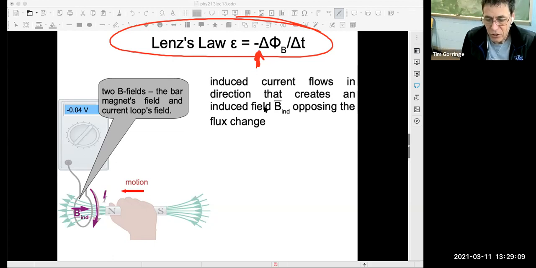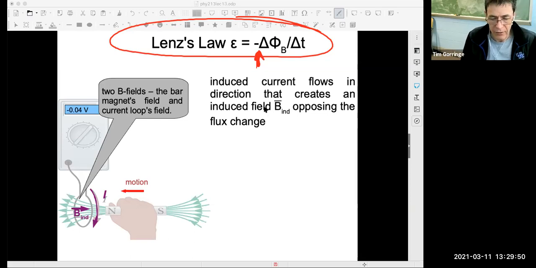He says that the direction of the induced current is such that it flows to create what we call an induced field. It's a new field that wasn't originally there. It's an induced field that's created by induction. It creates an induced field that's opposite the change in the field that's happening by bringing the magnet up or pulling the magnet away.